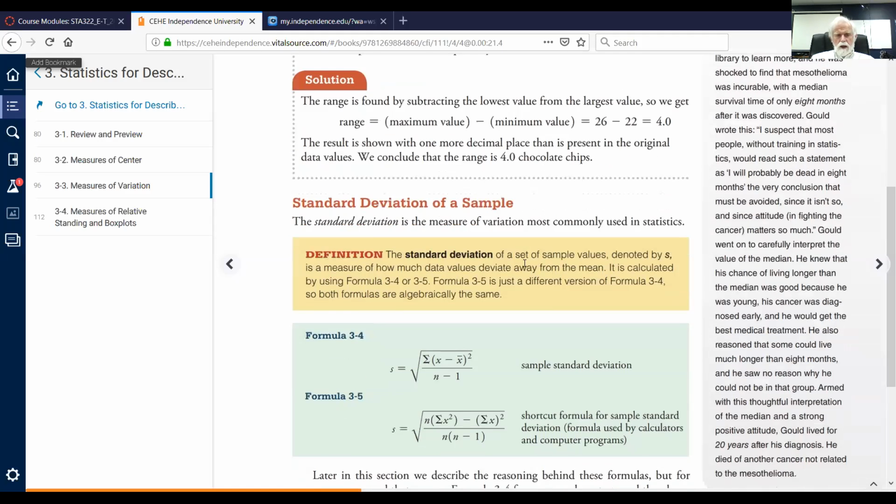So let's take a look at standard deviation. It is probably the most common measure that we calculate in statistics. Standard deviation is really a measure of how much data values deviate away from the mean, either positive or negative. We calculate a standard deviation by a couple of different means. If you were doing this on paper, you would add up the difference between the mean and each data point squared.